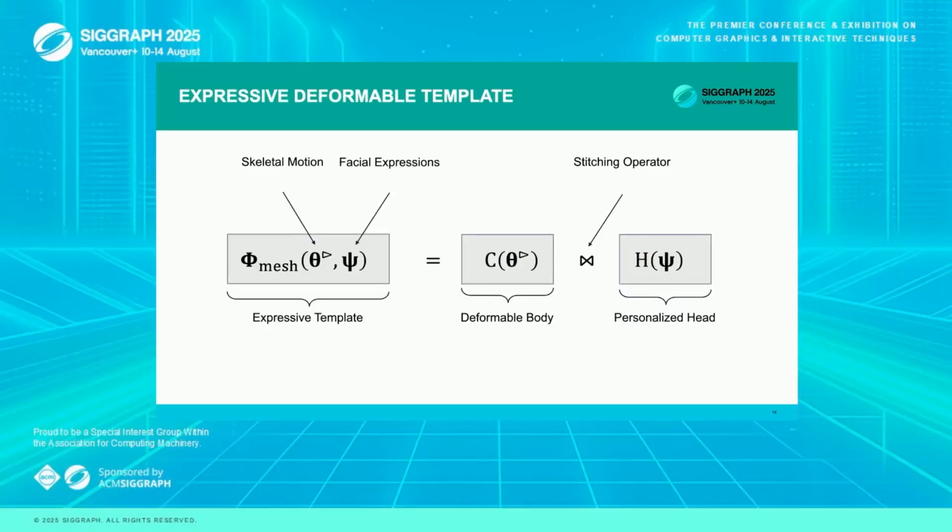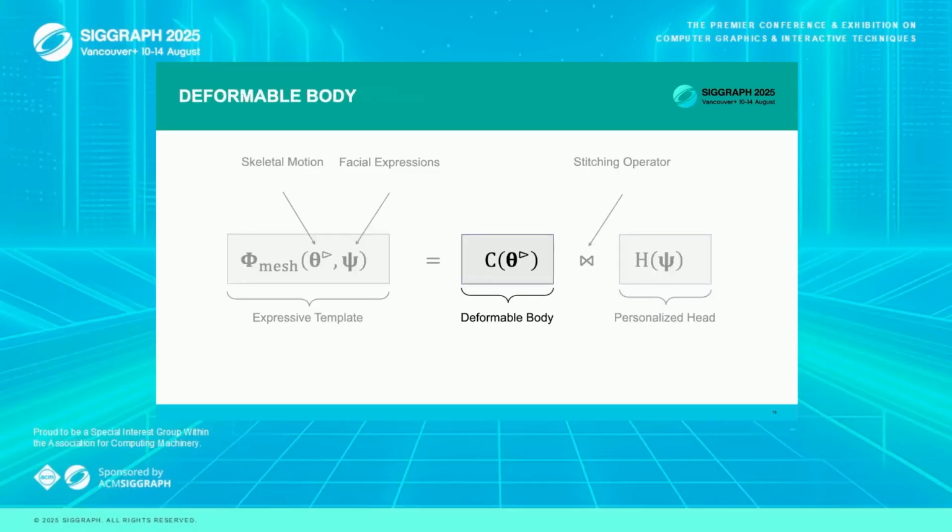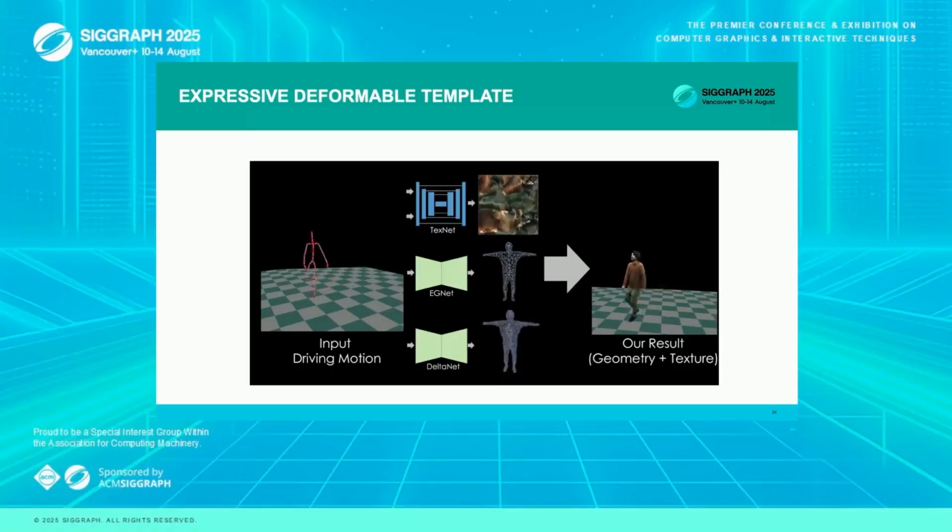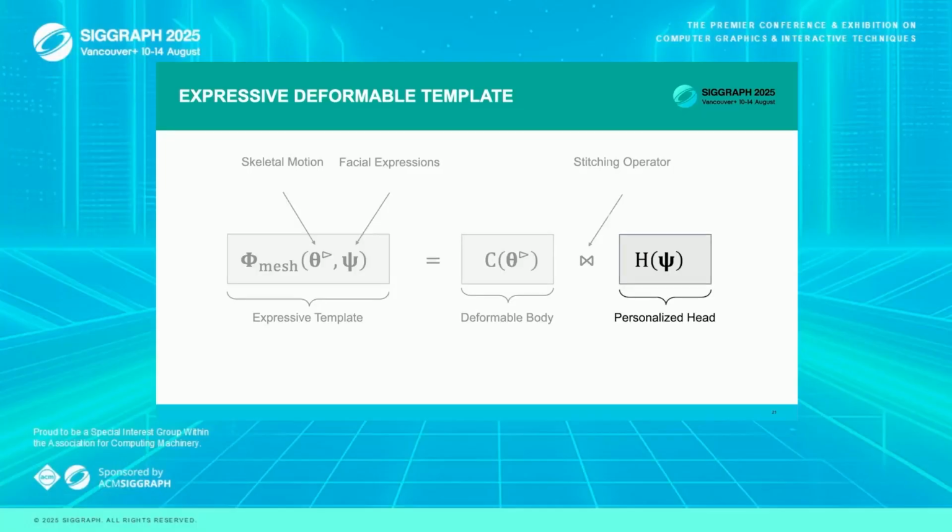Conceptually, our expressive template mesh is a function of skeletal motion and facial expressions. It's formed by combining a deformable body model with a personalized head model using a specialized stitching operator. First, I will briefly talk about the deformable body model, which is powered by several neural networks that learn to predict deformations based on the driving motion, and it results in realistic geometry and texture that capture the dynamic wrinkles of the subject. Now let's focus on the head.